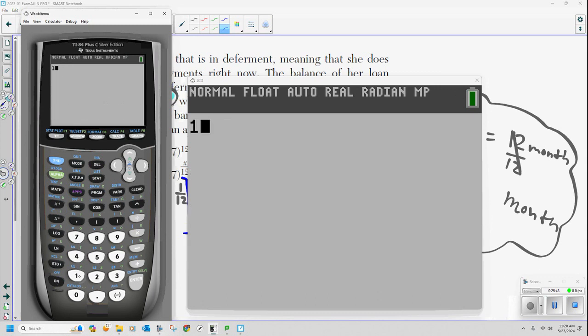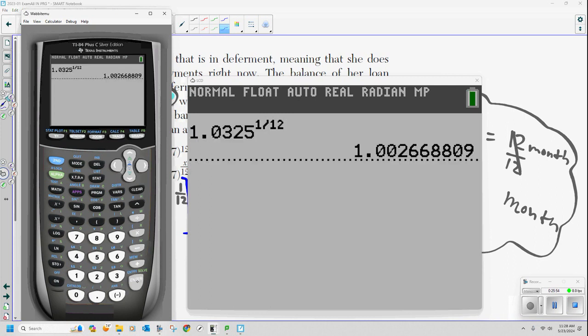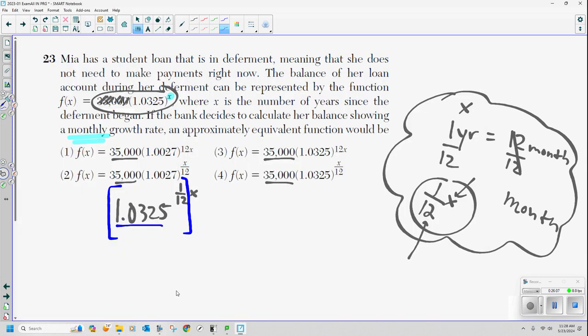Clear. Take my 1.0325. I'm going to raise that to the 1 divided by 12. That becomes 1.002, and we'll round this to 4 places. This will become a 7 because the number after it is 5 or bigger. So 1.0027. So that's 1.0027 to the x. Yeah, we still have the 35,000 out front.